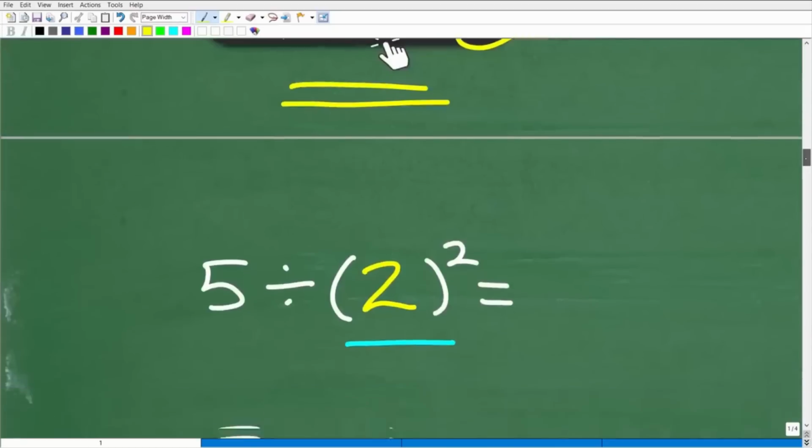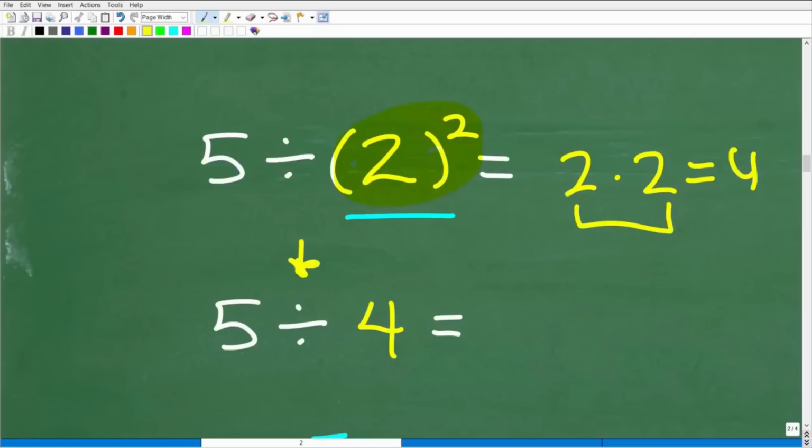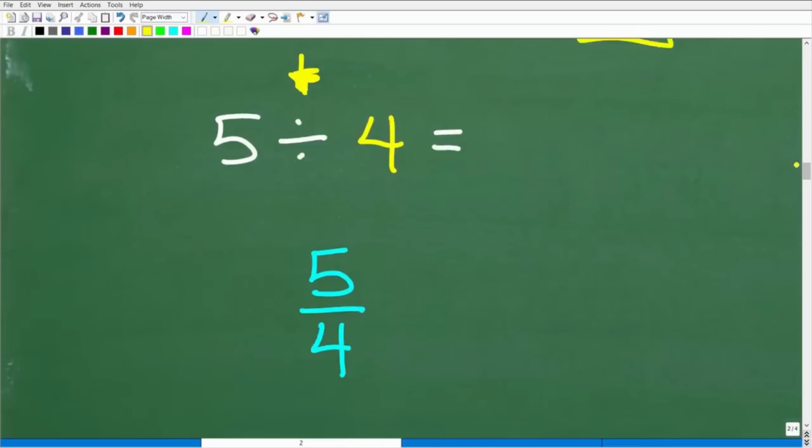But let's continue on with the problem. Okay, so here we have 5 divided by 2 squared. So this is what we need to figure out next. So 2 squared means what? It means 2 times 2, right? So 2 times 2, of course, is 4. So now we have 5 divided by 4, and there's only one other operation left to do, and that's, of course, division. So 5 divided by 4, we want to express that as a fraction.